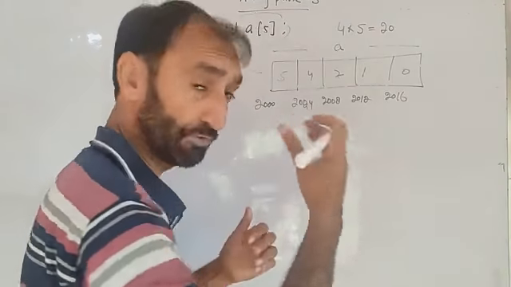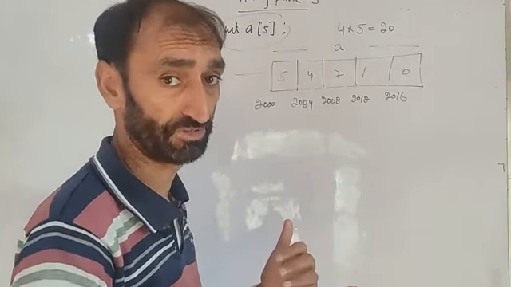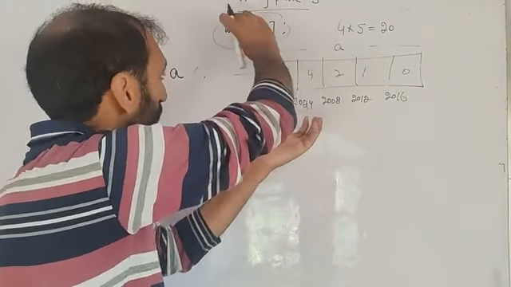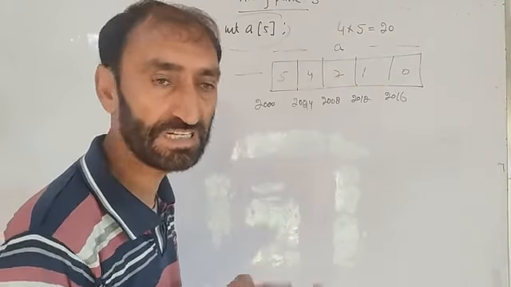Array. The type of array is the type of data you should store. In this case, I want to store integers. So it should be integer.